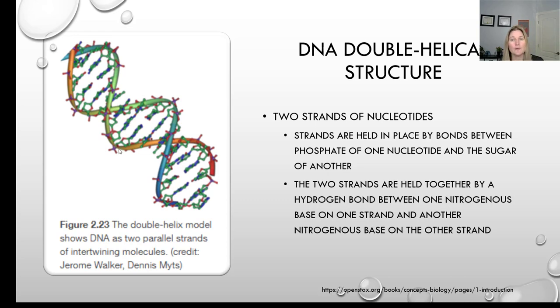We have the backbone, which you can think of like the legs of the ladder, and it's strong. They're not going anywhere. We have the sugar phosphate backbone held together by covalent bonds. The rungs of the ladder are held together by hydrogen bonds, and these are weaker bonds. These are holding the 2 strands together. We'll get into the importance of this later in the chapters, when we go into genetics and DNA replication and protein synthesis and all that fun stuff.